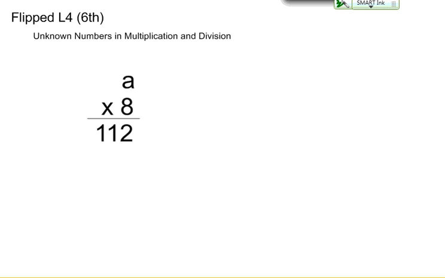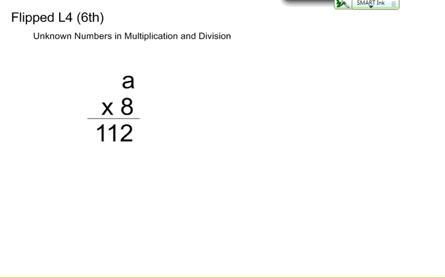Today we're going to continue working with this idea of unknown numbers, and this time we're going to bring multiplication and division into play. And just like we looked at fact families for addition, fact families for multiplication and division also help us to work together with finding unknown numbers.